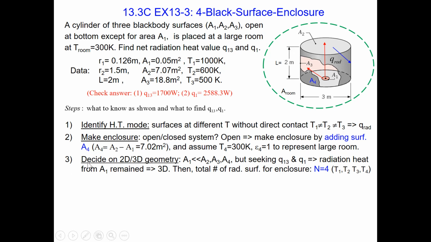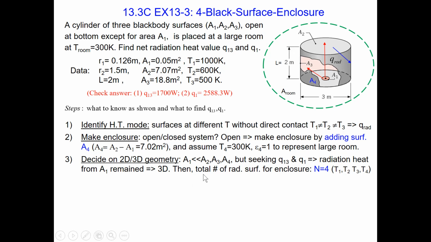Step 3. Decide the enclosure geometry on whether it is 2D or 3D. By comparison, surface area A1 is much less than A2, A3, and A4. Its contribution to the radiation heat exchange can be neglected. However, since we're seeking Q13 and Q1, the radiation heat rate from surface A1 has to be retained. Therefore, the enclosure geometry is three-dimensional.